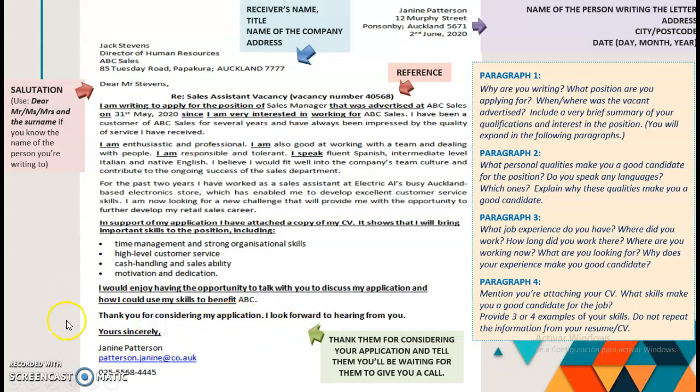And finally, the farewell. In this case, "Yours sincerely." Remember that you use yours sincerely when you know the person you're writing to. But when you don't know the person and you don't know the surname of the person, you use yours faithfully.